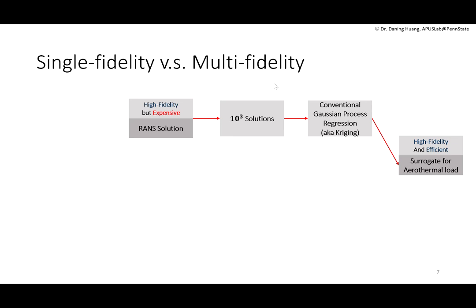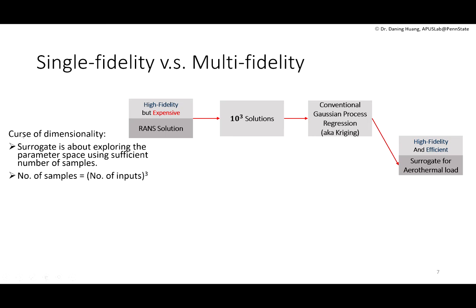And we wanted to make the surrogate even more efficient, because we ended up with another problem. We have our RANS solutions. They are high fidelity but quite expensive to generate. Conventionally, we just do maybe 1,000 solutions and make some interpolation, and then we generate a surrogate for the aerothermal load that is used in our fluid thermal structural interactions.